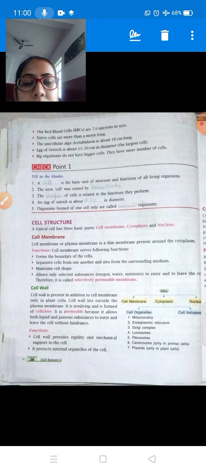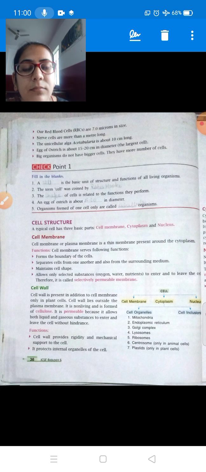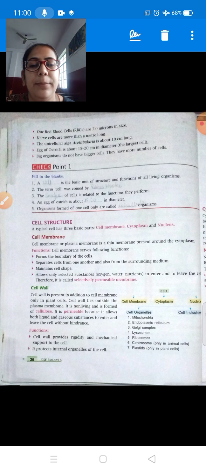Students, each and every cell has three important parts. Okay, three main parts: the cell membrane, cytoplasm, and nucleus. Many more parts are also there, but these three are the main parts of the cell. So firstly we will study the cell membrane.